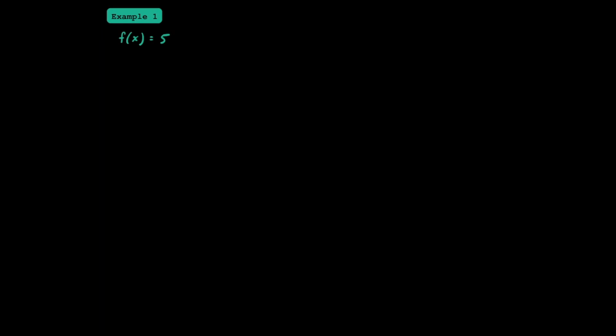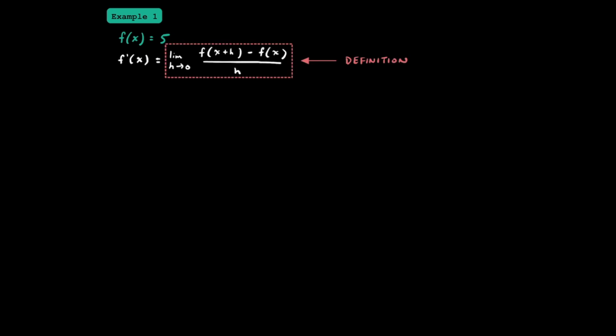Here in example 1, we have the function f of x is equal to 5. Try to visualize in your mind that this is just a horizontal line at y equals 5. We have f prime of x, which is just the derivative of f of x, and that's equal to this right here, the definition that we're going to be using. Now let's find f of x plus h. To do that, we're going to replace all the x's in f of x with x plus h.